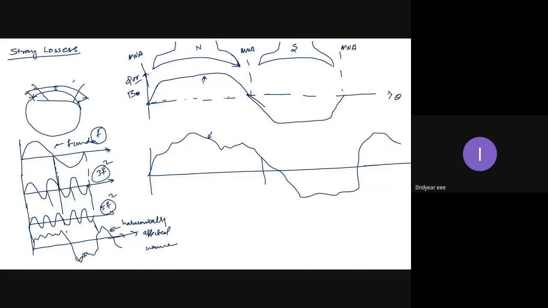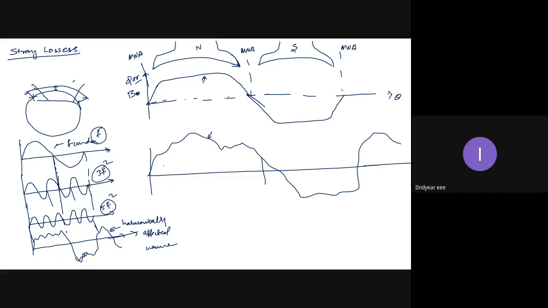And these iron losses cannot be found out so easily, because at what point of time, what harmonic content is effectively operating, nobody knows. This is one case of stray losses. Stray losses occur because of the distortion in the main field flux because of armature reaction.